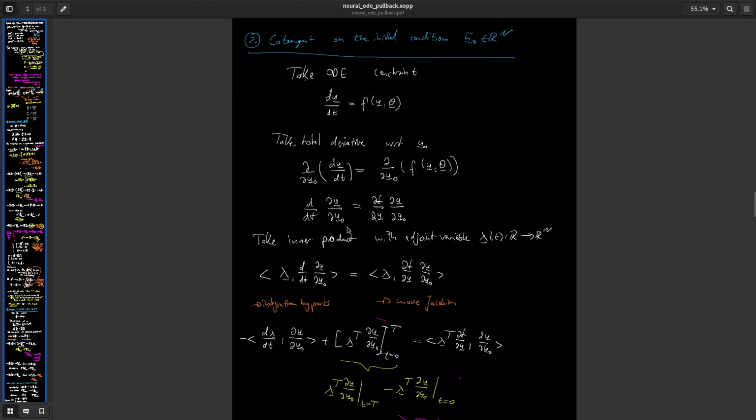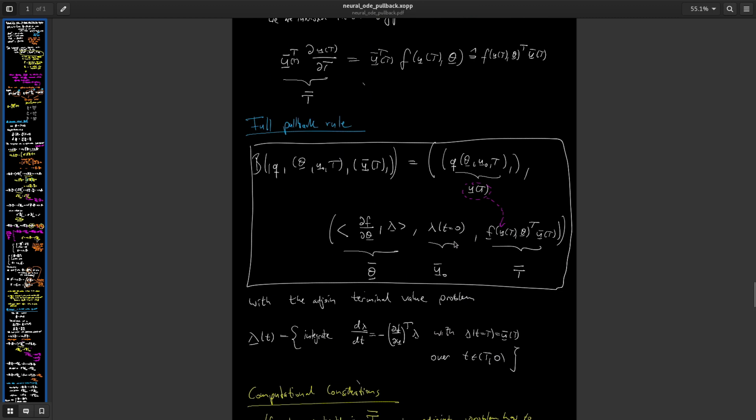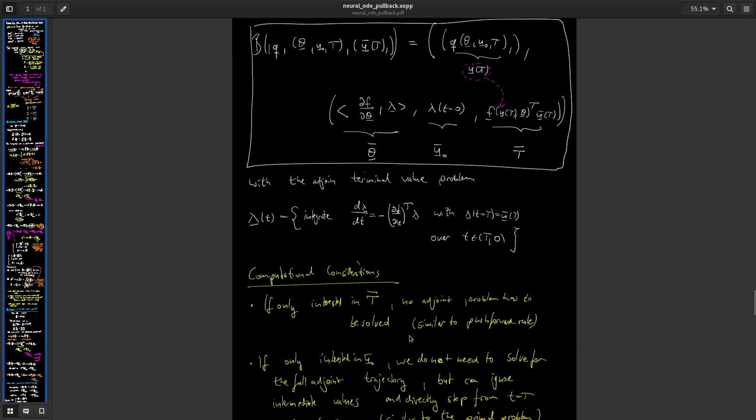And we found the full pullback rule here in that we get the cotangent on the parameter vector by computing a functional inner product between the Jacobian of the right-hand side with respect to theta and an adjoint variable lambda. We found that the cotangent on the initial condition is the lambda value at t equals 0, and we found that the cotangent on the time horizon is just a simple inner product. And in order to get the lambda, we had to solve an adjoint problem reversely in time with a dynamics which we derived to be minus the Jacobian of the original right-hand side with respect to u transpose applied to lambda. And then we made a couple of considerations.